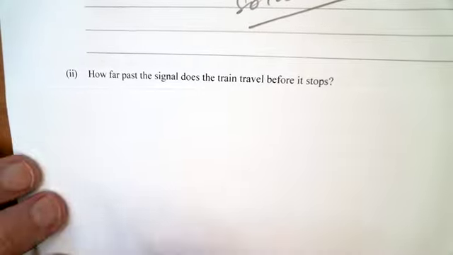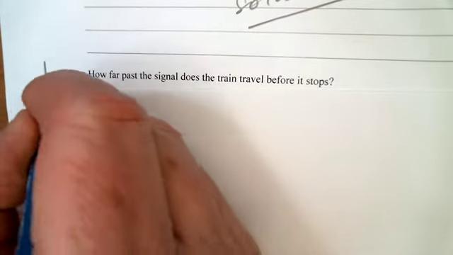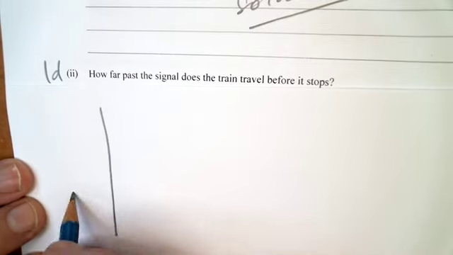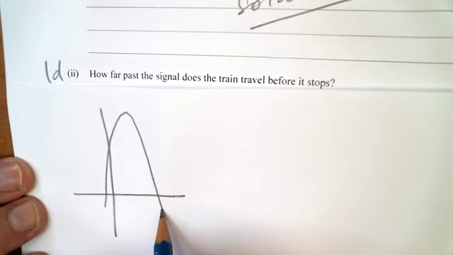All right, this is question 1D, part 2. It says, how far past the signal does the train travel before it stops? Well, we've already established a few things, and the first thing we've established, I think, was that we've got some kind of a graph that looks like this.